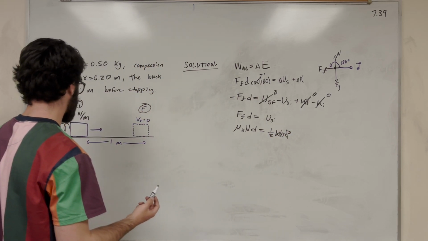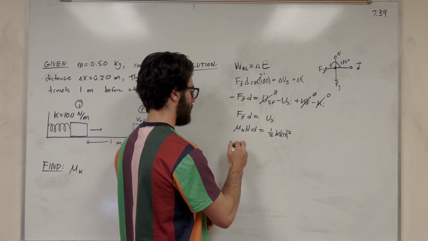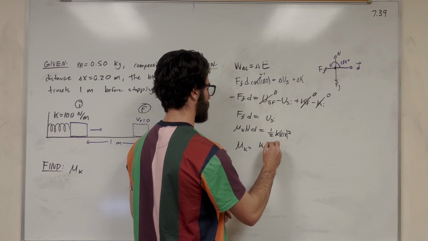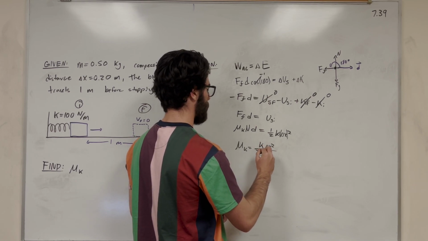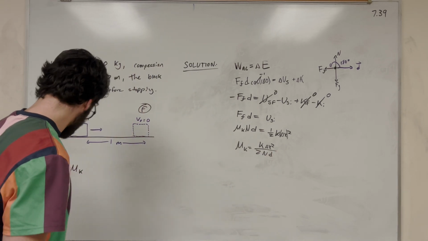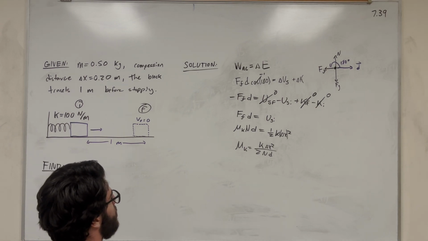So what are we solving for? We're solving for mu sub k. So let's go ahead and divide by normal times distance. So we're going to get mu sub k is equal to k delta x squared divided by 2 normal times distance. All right, so we could probably just plug in numbers here.